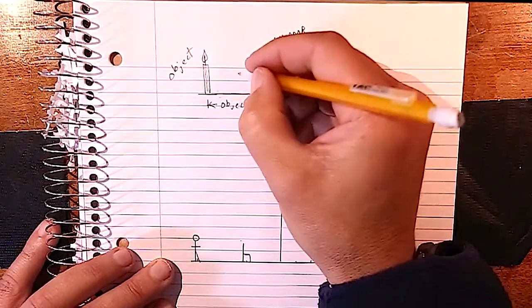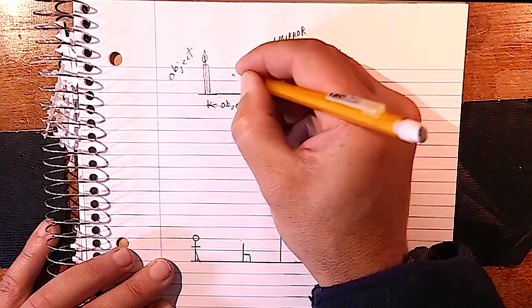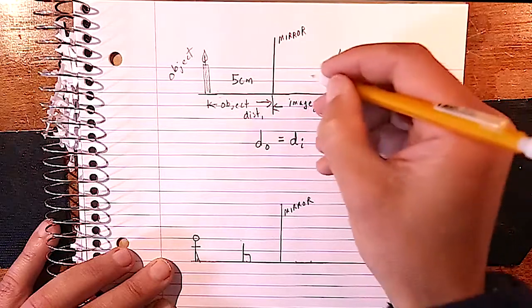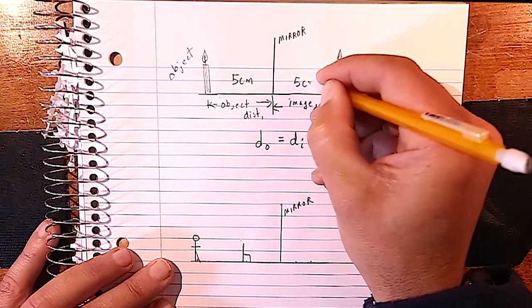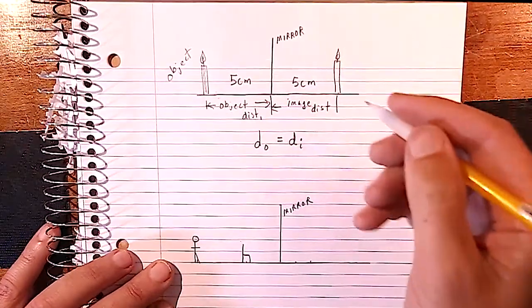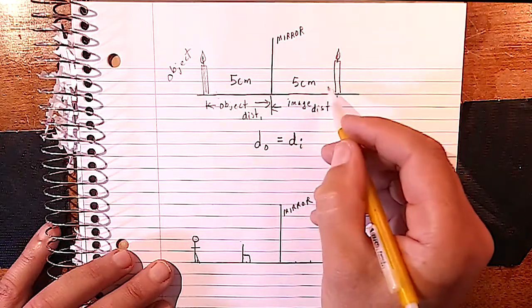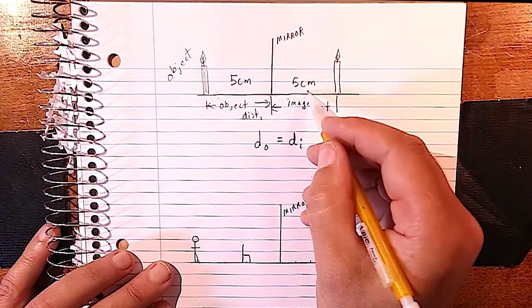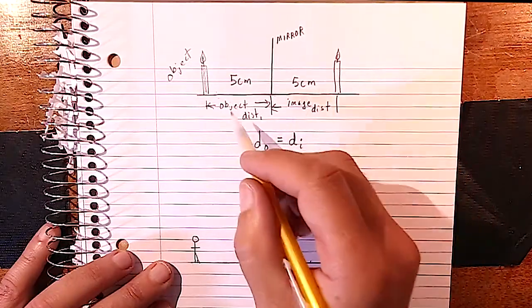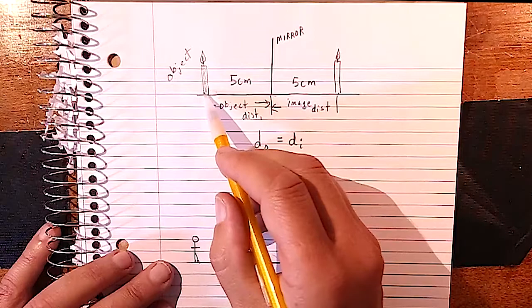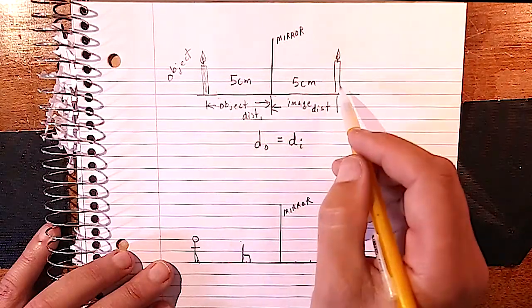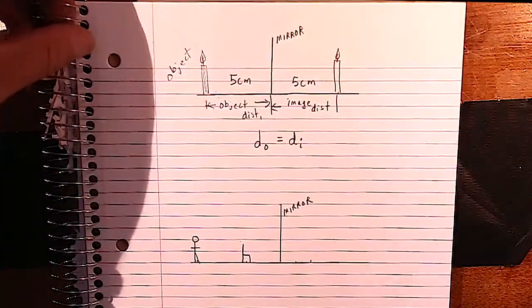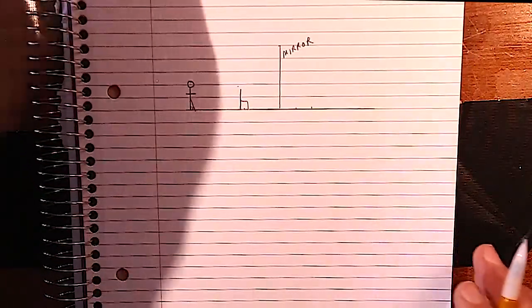So let's say that this is 5 centimeters away. Well, then the image distance also has to be 5 centimeters. But the question might say, how far is the image behind the mirror? The answer would be 5. But the question could also be tricky and say, how far is the object from the image? And that answer would be 10 centimeters.